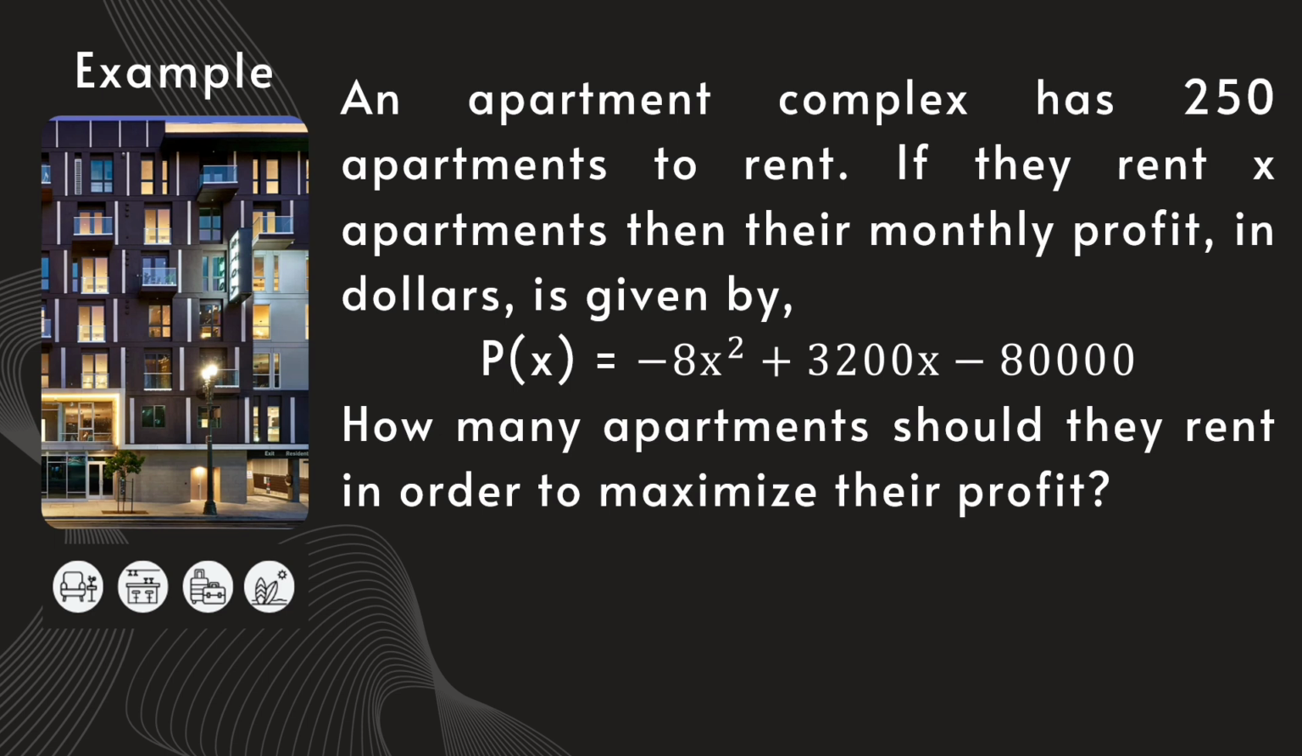An apartment complex has 250 apartments to rent. If they rent x apartments, then their monthly profit in dollars is given by P(x) = -8x² + 3,200x - 80,000. How many apartments should they rent in order to maximize their profit?